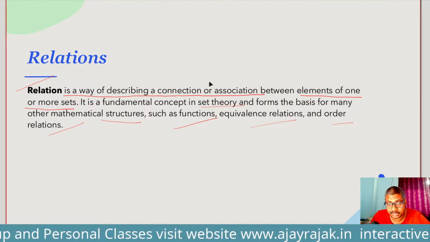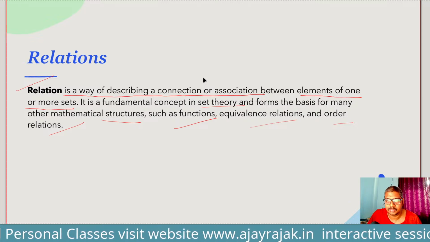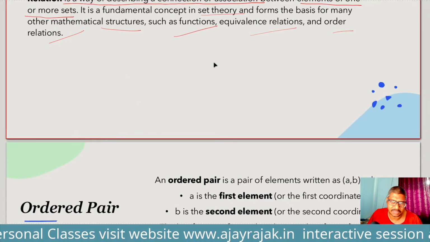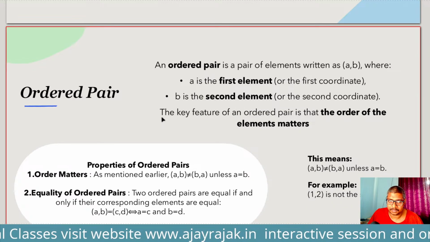So, relation is very simple. In literal terms also, what is a relation? The association, the connections between two persons. In the same way in mathematics, but it is for two sets. What is an ordered pair? We will understand.